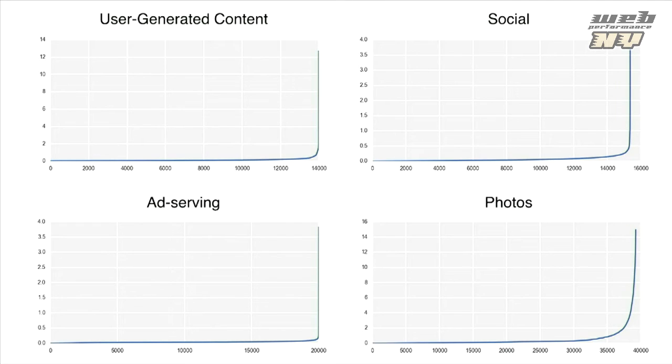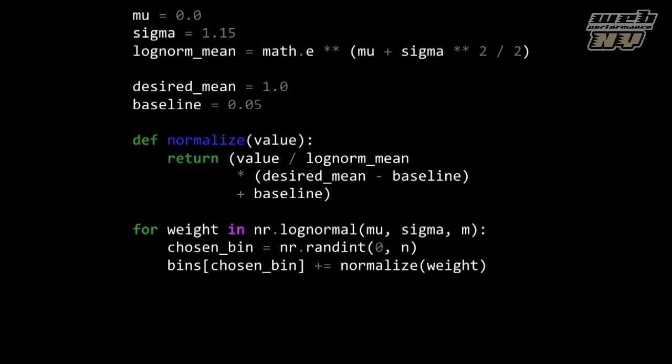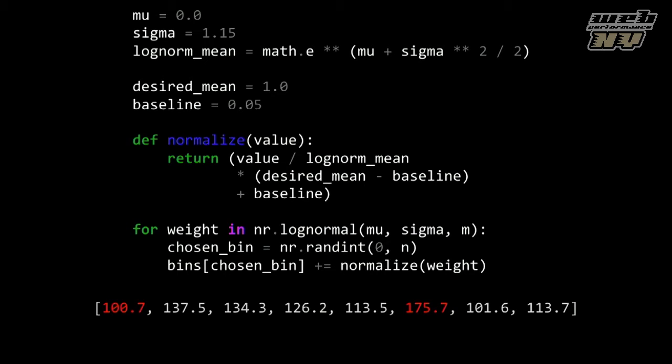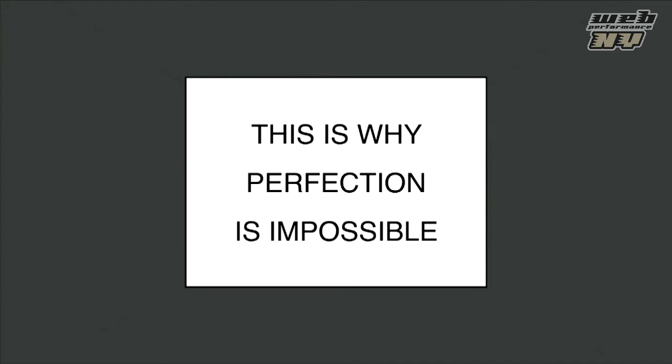So let's plug that in and see what happens. This is that same example, except now I'm using the log normal distribution to pull the request latencies from. We also added in a baseline because no request actually takes 0 seconds. It's great. Okay, so what does this look like? It is way, way, way more skewed than even just the normal falls into bins problem. And so this is why perfection is impossible. I'll explain.